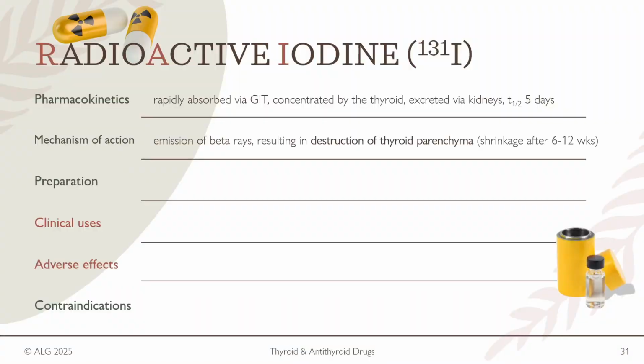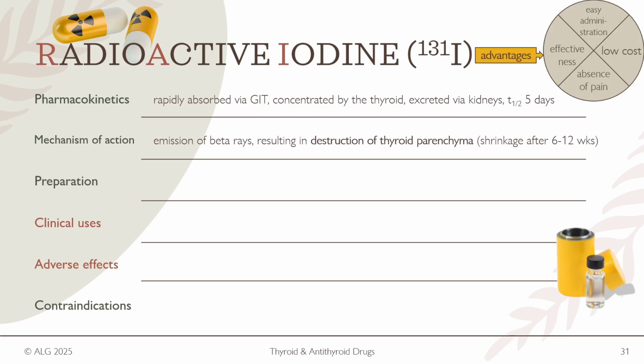Iodine 131 or radioactive iodine is available as capsule or solution. It is rapidly absorbed by the GIT and concentrated by the thyroid. It emits beta rays that begin to destroy the thyroid parenchyma after 6 to 12 weeks, with maximum effect at 3 to 6 months. The advantages of RAI include effectiveness, easy administration, absence of pain, and low cost, although the last factor is debatable in our country.